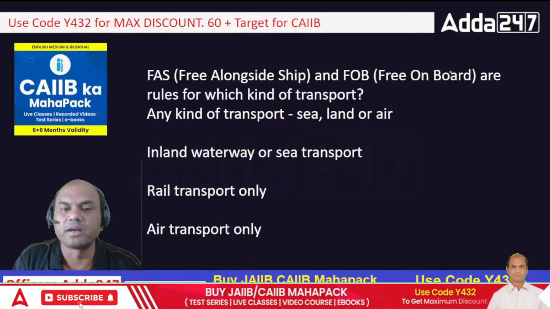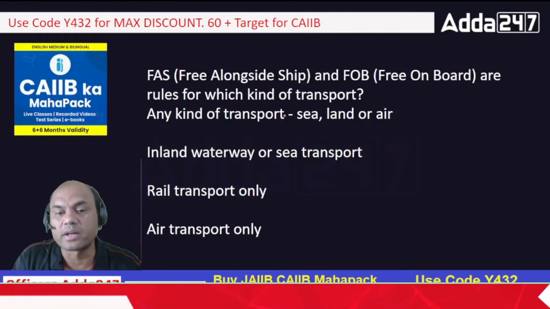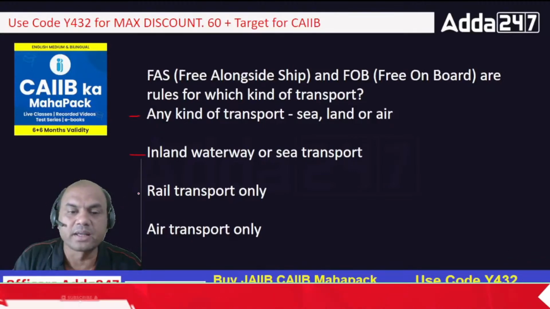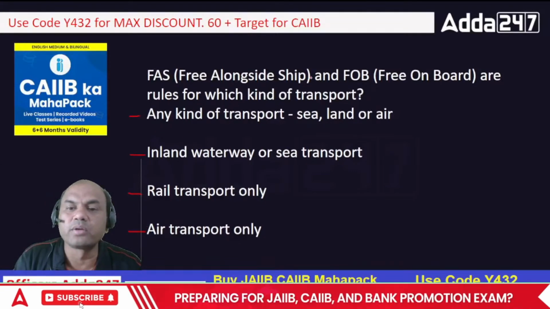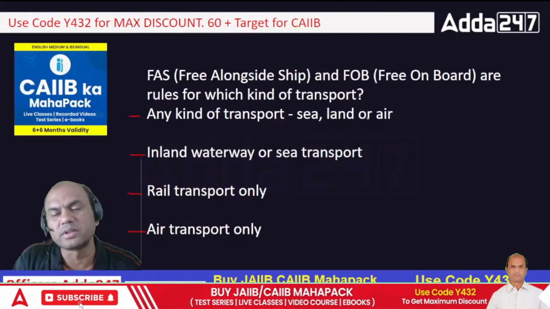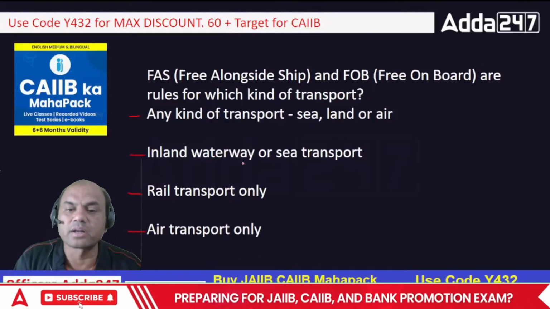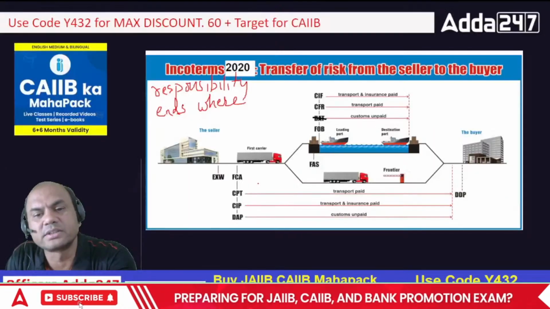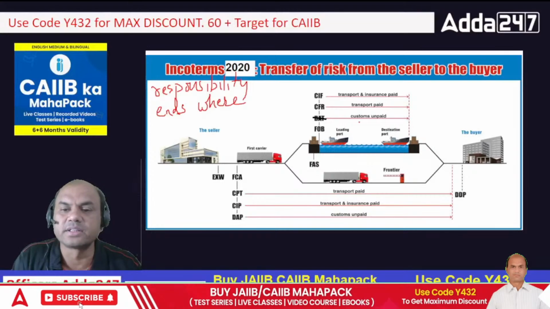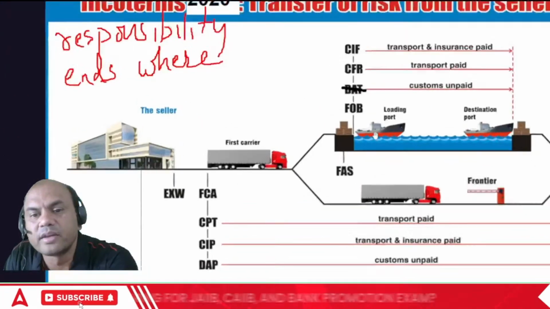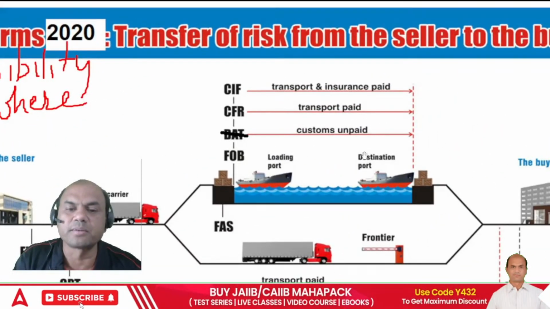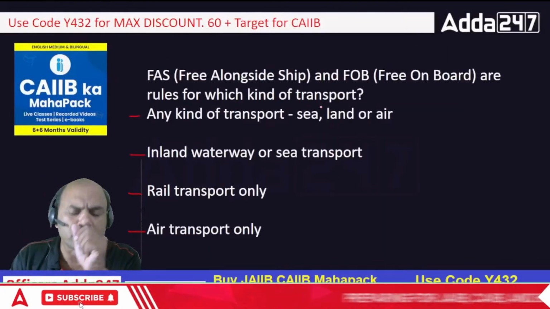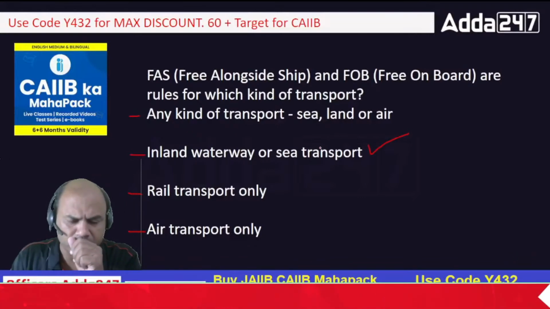Free alongside ship, FAS, and FOB are rules of which kind of transport? Option 1: any kind of transport, sea, land or air. Option 2: inland waterways and seaport. Number 3, rail. And number 4, air. So where do I use FOB and FAS? Any kind, sea also, land also, air also, anywhere? Or only inland water and sea transport? Or rail transport or air transport? What did I tell you when we were discussing the same? See this, CIF, CFR. What is the image shown? This image is of the ship, right? So these are included only for the ship, the sea fares actually. So the answer is inland waterways. Correct?